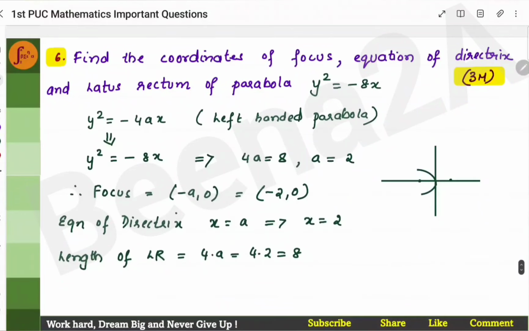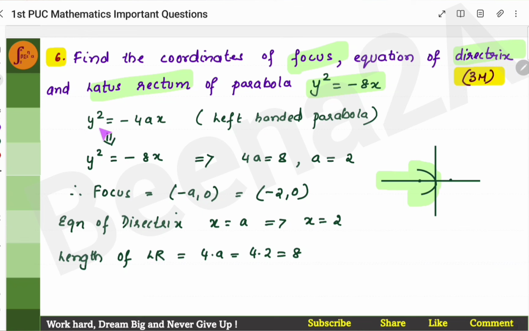Now this is another example. You have to find the focus, equation of directrix, and length of latus rectum. Now y square minus 8x, this is nothing but a left-handed parabola because you have minus x. Minus x means negative x. So you have the parabola on the negative x, so on the left-hand side.